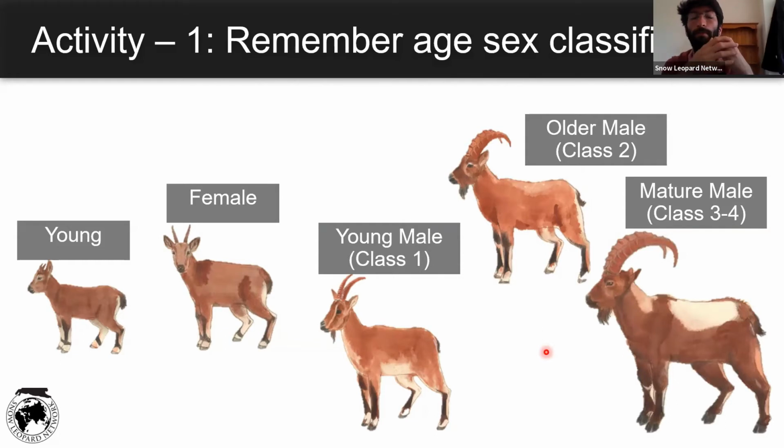So this is the ibex one, but we'll also have a blue sheep sheet in the virtual activity, but I will tell you guys what age-sex they are, just because there might be a bit of confusion. So great, we'll start now.